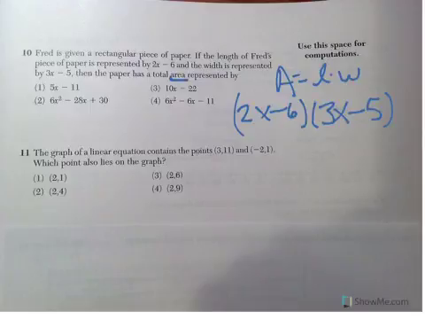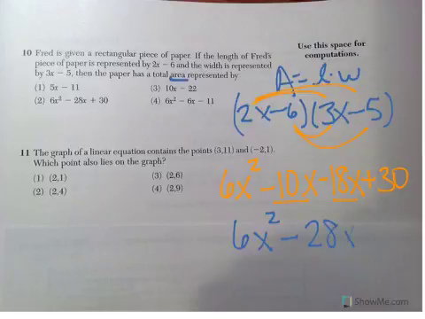So the length was 2x minus 6 and the width was 3x minus 5, so all we have to do is multiply. And when we multiply binomials, we have to double distribute. And we'll end up with 6x squared minus 10x minus 18x plus 30. Combine like terms, and we'll end up with 6x squared minus 28x plus 30, and that would be choice 2.